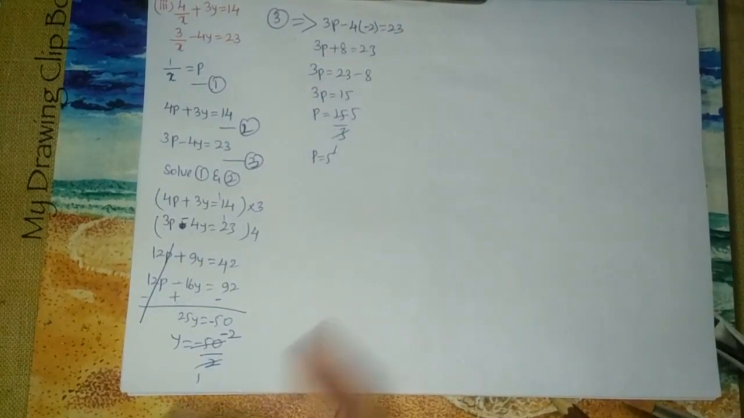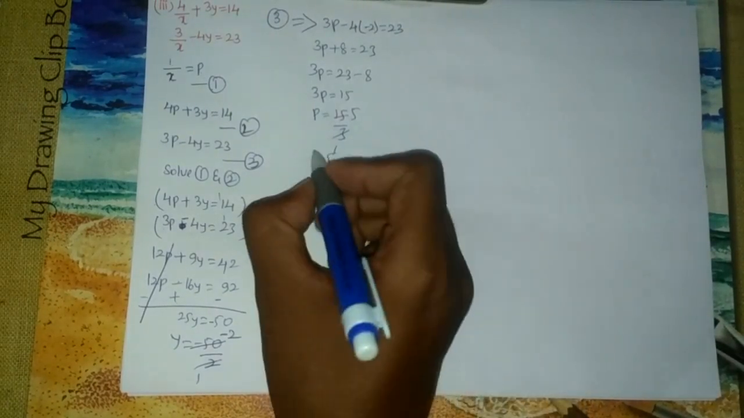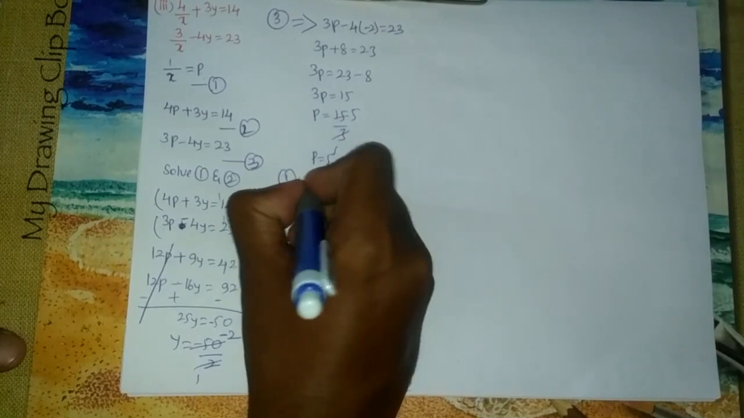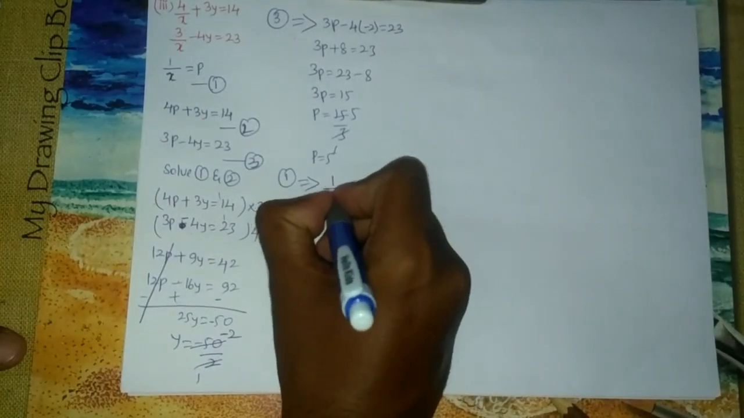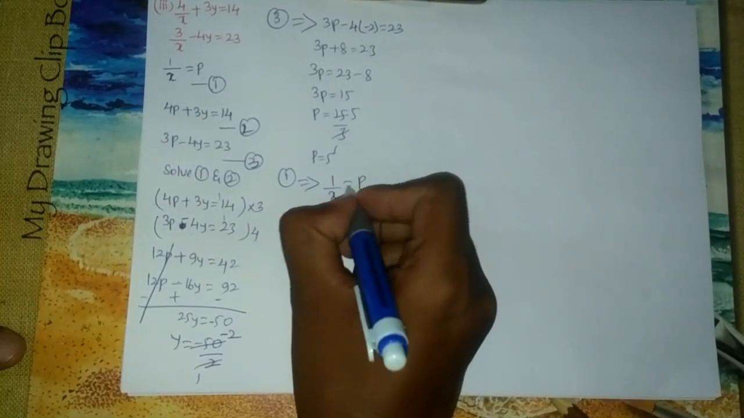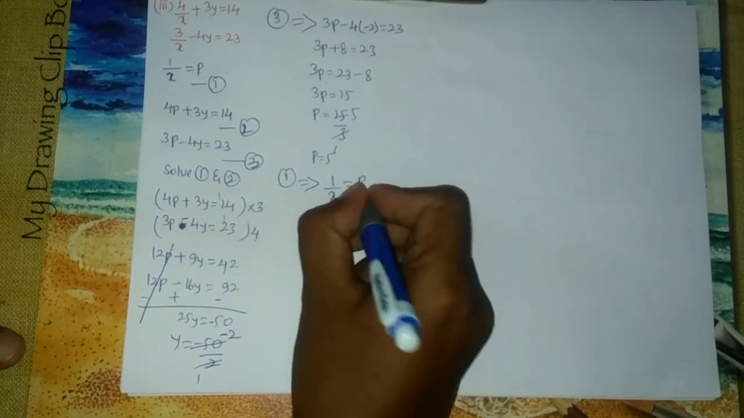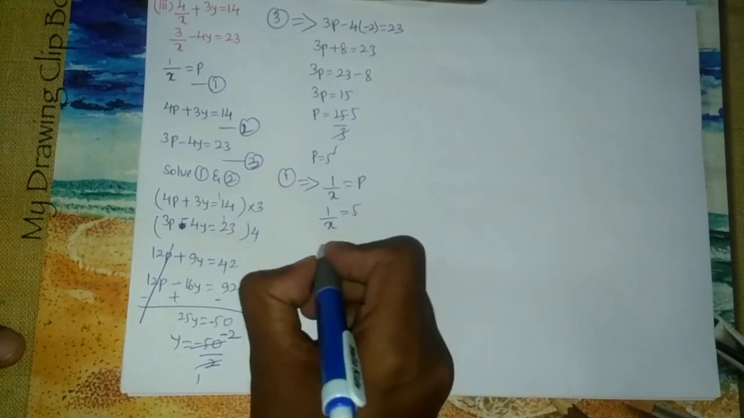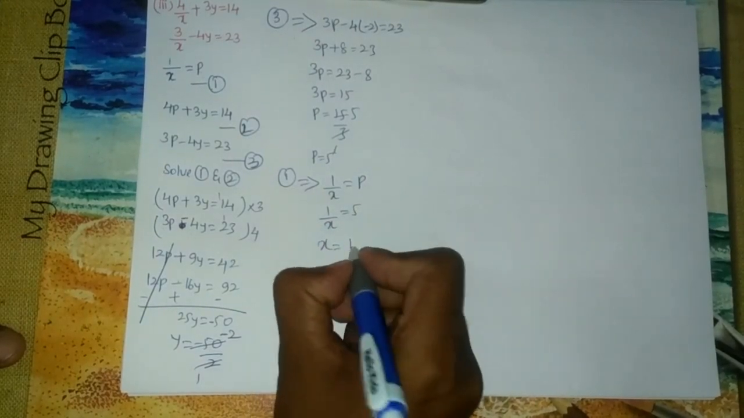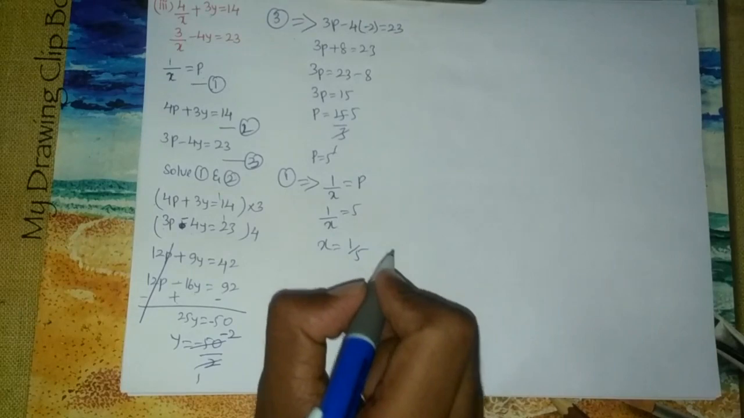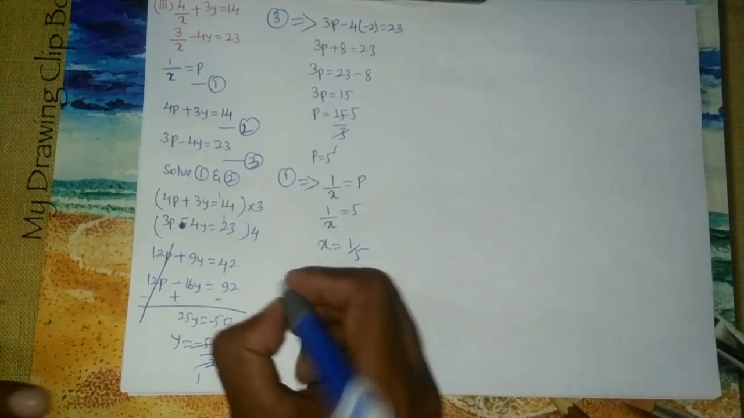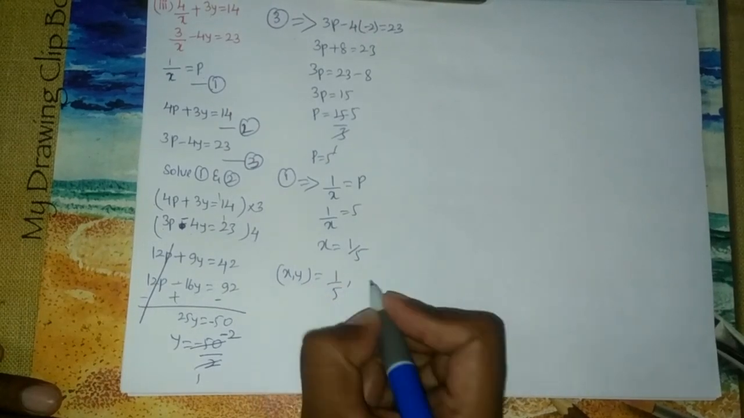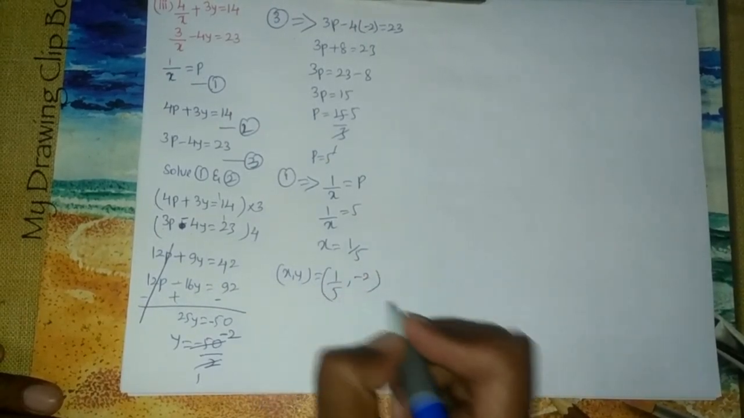Now I want the value of x. For that, I will substitute the value of p equals 5 in equation 1. So 1 by x is equal to p, and the value of p is 5. So cross multiply, and you will get x equals 1 by 5. So x comma y are 1 by 5 comma minus 2.